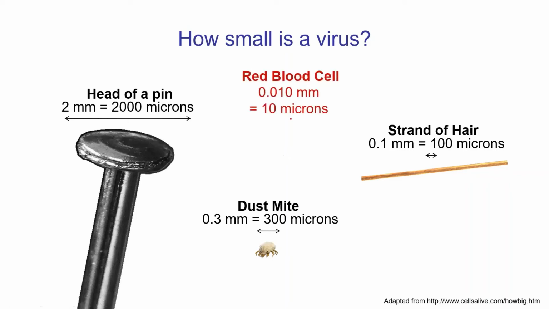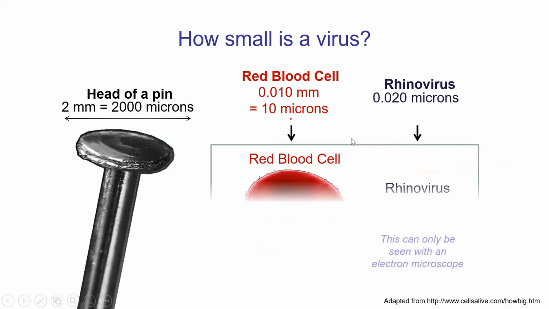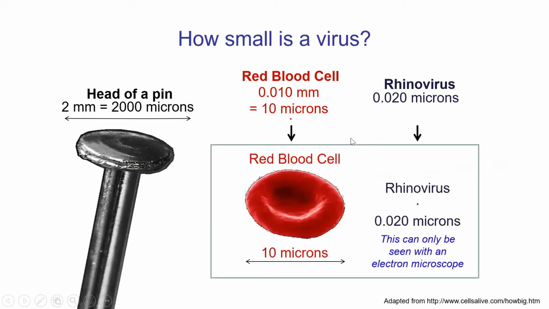Compare that to a red blood cell, which is about 10 micrometers. That's 1/10 of the size of a strand of hair. It's too small for us to see with our eyeball. We need a microscope for that. So how big is a virus compared to a red blood cell? It's not going to show up here. If a red blood cell looks like a speck, the rhinovirus is a very small part of that speck. So I zoomed in, and compared to the red blood cell, the virus itself is like a speck. This can only be seen by an electron microscope. We can't see viruses with a normal microscope, by the way.